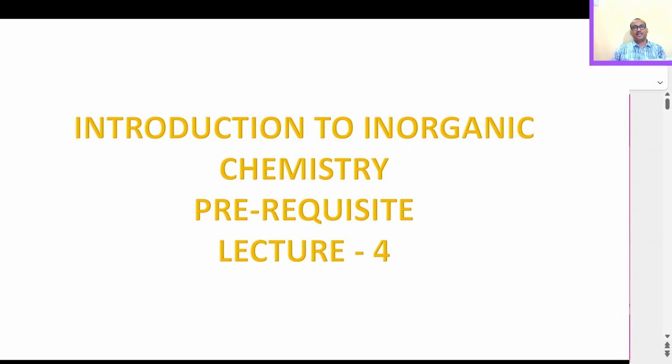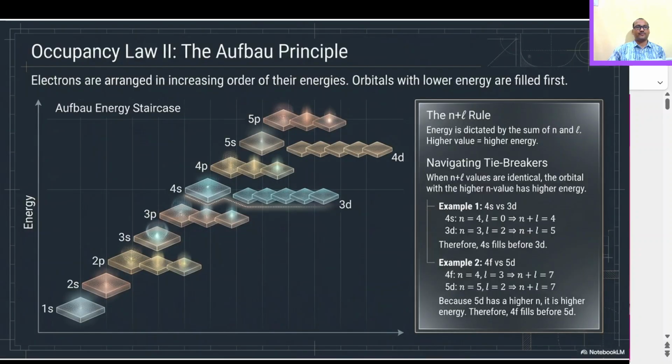So this is the prerequisite lecture 4 to introduction to inorganic chemistry. Last class we talked about the Aufbau principle, which tells us that electrons are arranged in the increasing order of their energies. So basically the orbitals with the lower energy will be filled up first. Here you can pictorially see how different orbitals are arranged in the increasing order of their energies, and that is governed by the n plus l rule.